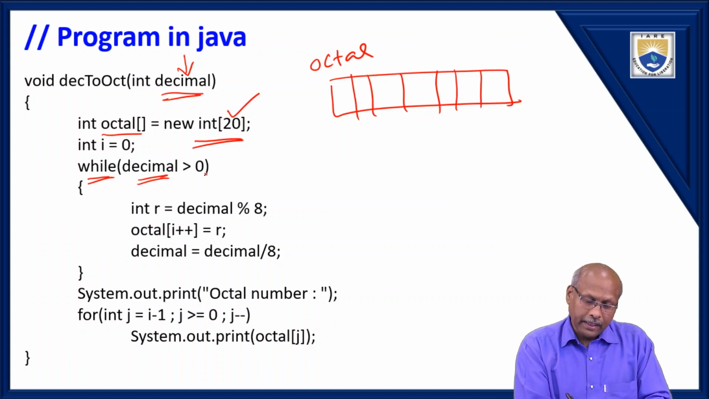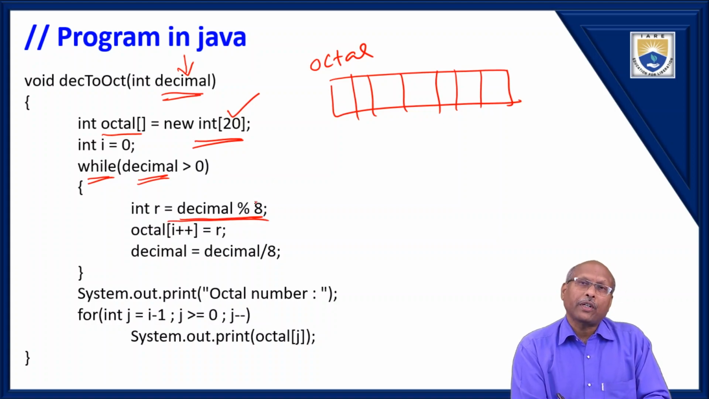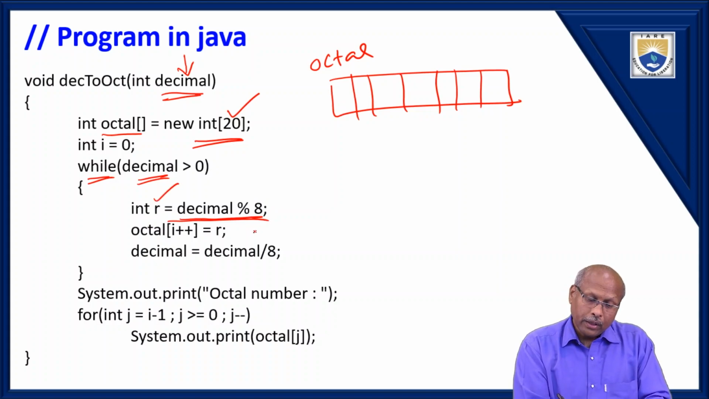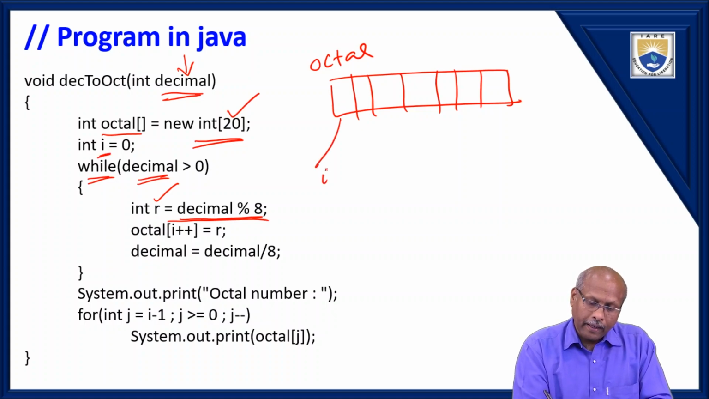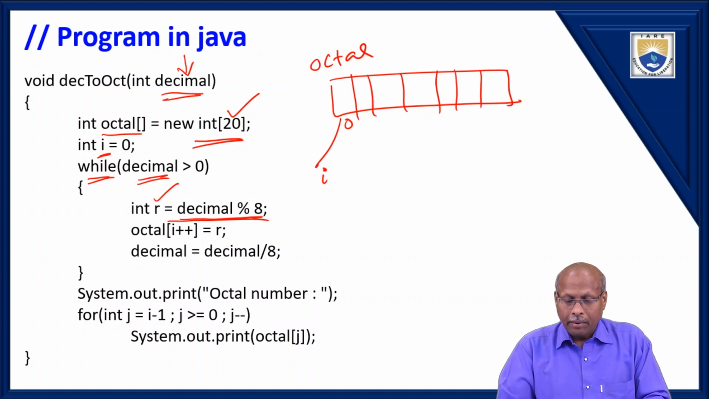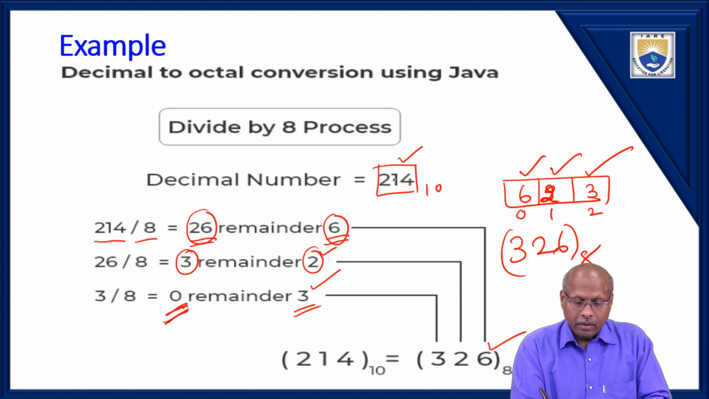Whenever the number is greater than 0, come inside and take the remainder. For the remainder, there is an operator called modulus. Apply the modulus and get the remainder. Store this remainder in the array. Initially my index i is pointing here. Put that remainder there. For example, take the previous example, 214.